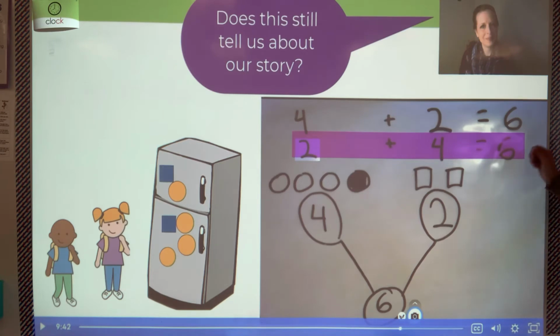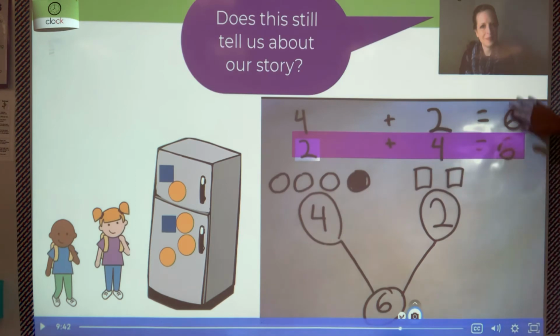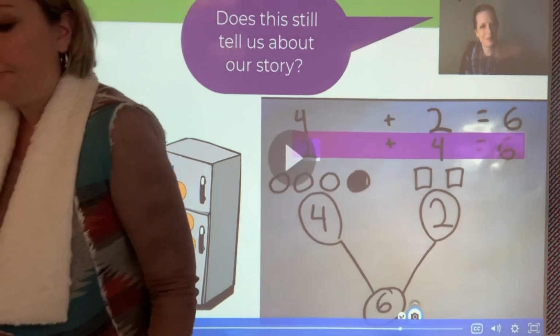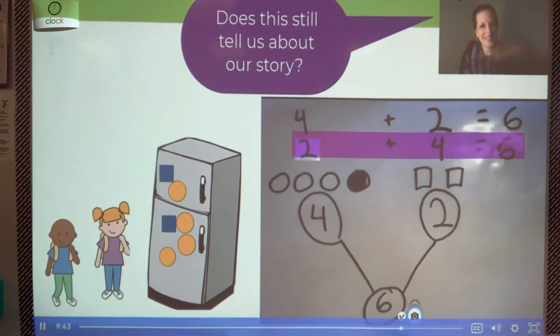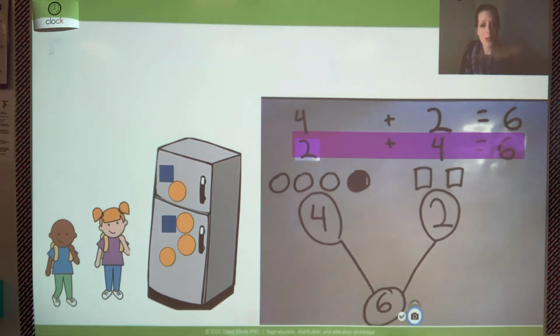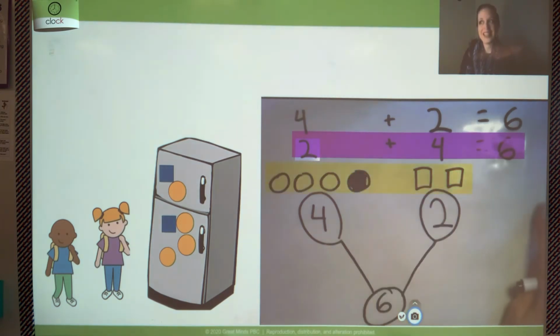Okay, I see a lot of thumbs up. The parts can change. The whole can never change. So as long as your whole stays the same, you can change the 2 parts. Let's see if we're right. It does still tell us about our story because there are still 2 squares and 4 circles. And there are still 6 shapes all together.